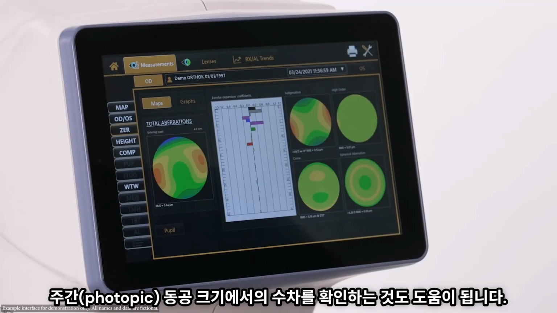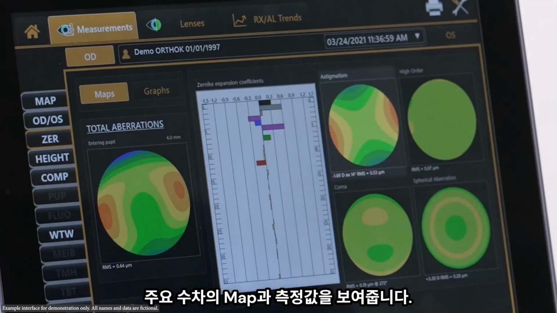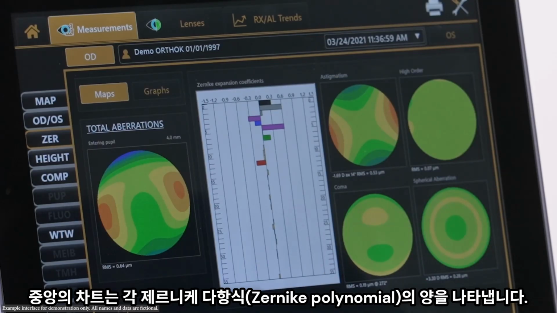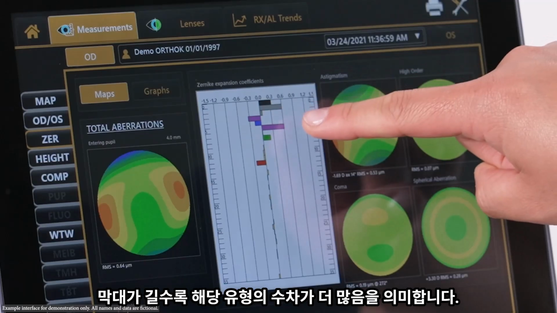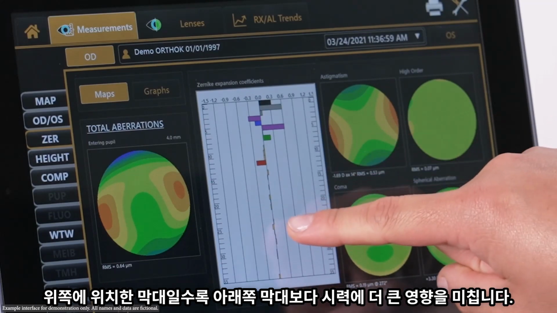optical designs. To the right, the MYAH displays maps and metrics for the key aberrations: astigmatism, spherical aberration, coma, and other higher order aberrations. The chart in the middle shows the quantity of each Zernike polynomial. Longer bars indicate more of that particular type of aberration. Bars closer to the top have a greater impact on vision than the bars closer to the bottom.